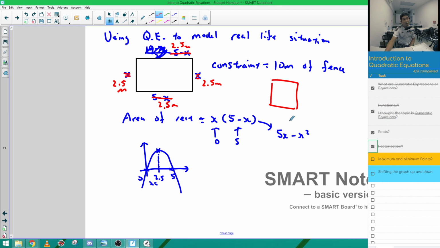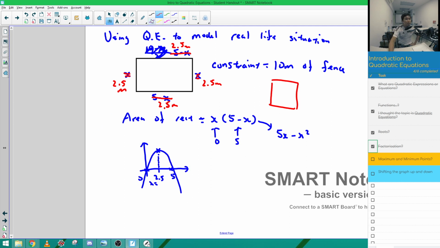Okay, so without having to build the fence, measure the area, tear it down and build another one using trial and error, you can use quadratic equations. Saves you a lot of time, right? Just do one calculation and then you can go off on your way to build your fence. And you know you're going to get the maximum area. So this is why we are interested to find the maximum or minimum points of a quadratic expression.